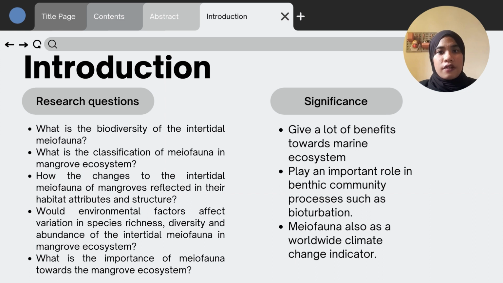For significance of study about meiofauna, first, meiofauna give a lot of benefits towards marine ecosystem. Meiofauna also play the important role in benthic community processes such as bioturbation and as a worldwide climate change indicator.